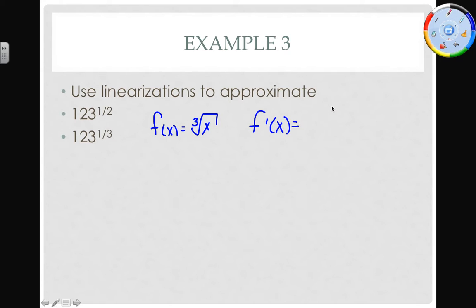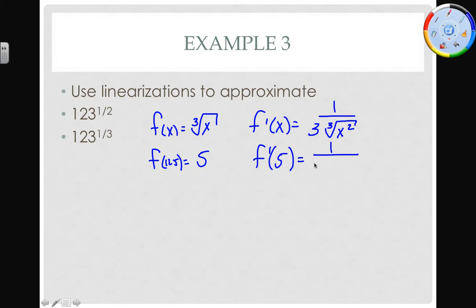F prime of x is 1 over 3 times the cube root of x squared. Again, not a super challenging derivative. But then I need to figure out what a value am I going to go to. Well, since it's a cube root, it just so happens that 123 is really close to 125. And 125 is a perfect cube. It's a cube of 5.